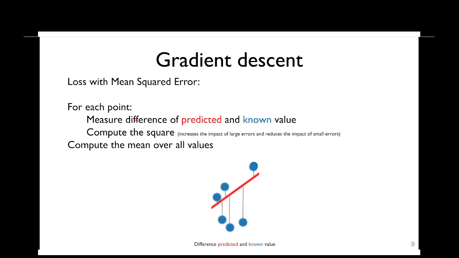So we measure all of these differences and then we compute the square, because we want to increase the impact of large errors and we don't want to penalize small errors that strongly. So this one we say, yeah, that's about fine, but this should have a heavier penalty. And then we compute the mean over all of these values, and that's what we want to minimize.